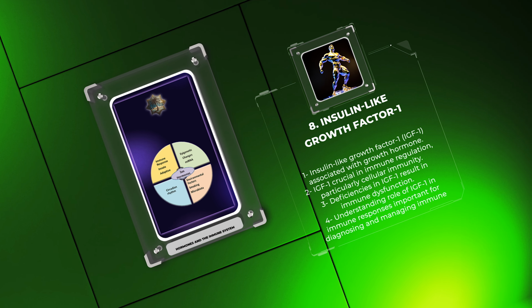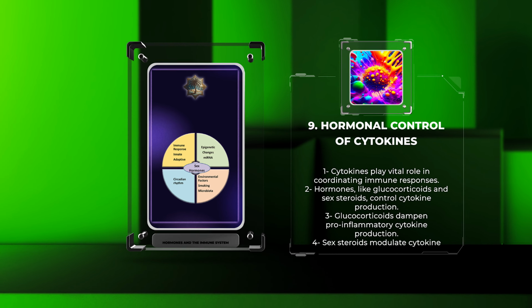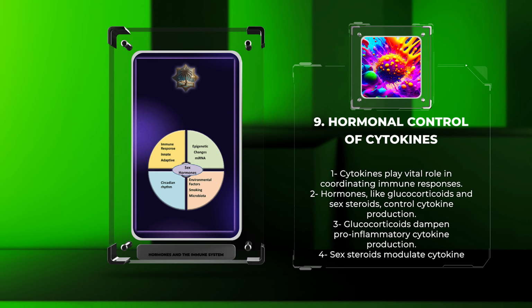Cytokines, as molecular messengers of the immune system, play a vital role in coordinating immune responses. Hormones, such as glucocorticoids and sex steroids, exert control over cytokine production. Glucocorticoids dampen the production of pro-inflammatory cytokines, which contributes to their anti-inflammatory effects. Sex steroids, on the other hand, can modulate cytokine balance, influencing immune responses differently in males and females. Recognizing the hormonal control of cytokines helps unravel the complexity of immune regulation.